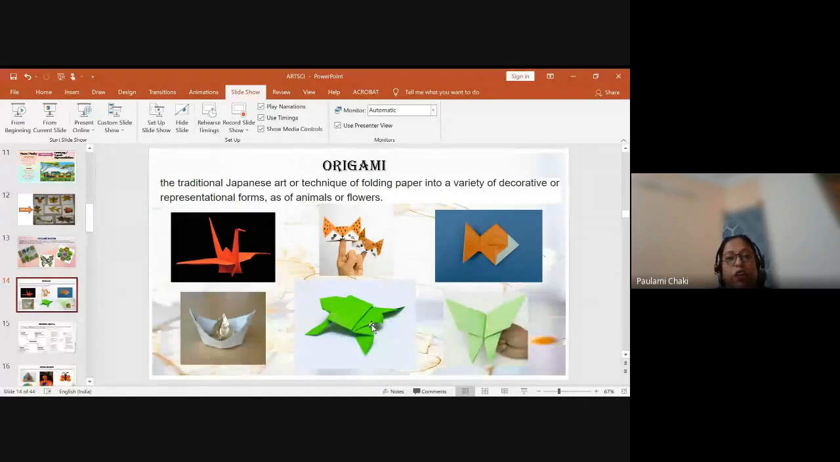Then comes origami. Origami is actually a traditional Japanese art where paper is folded into a variety of decorative and representational forms, especially animals and flowers; plants also can be done. So in small grades, when we are teaching animals, plants, different types of fruits, or aquatic animals, terrestrial animals, amphibians, we can always get in touch with our art teachers and ask them, I am teaching this, can you help them to do some origami based on this particular lesson?